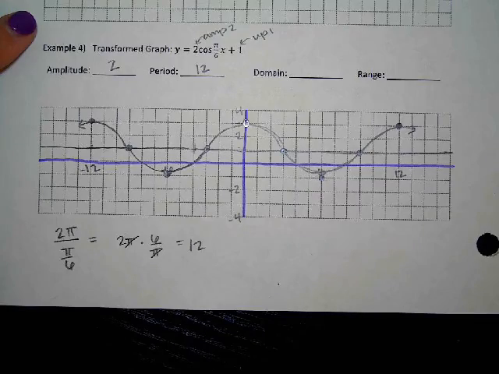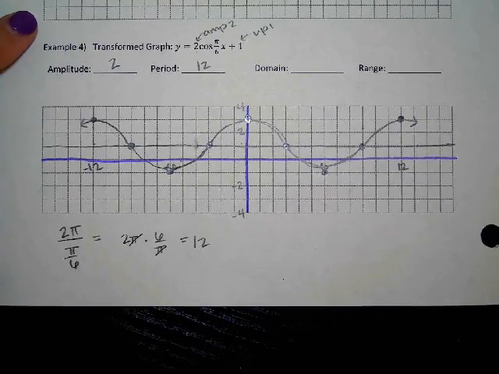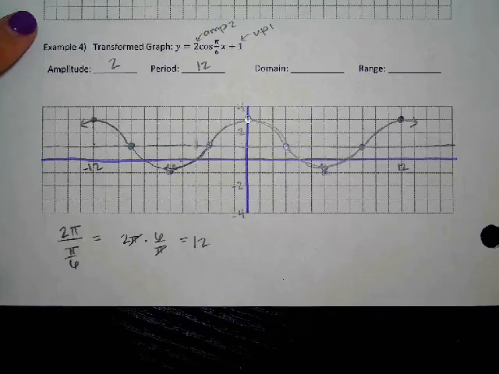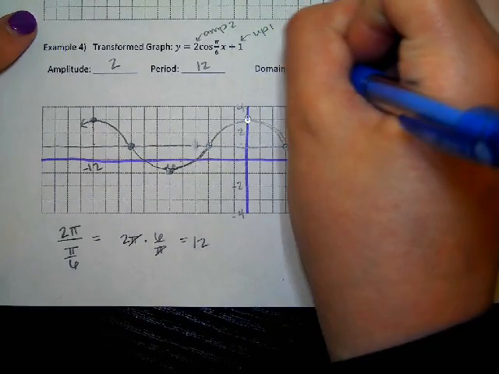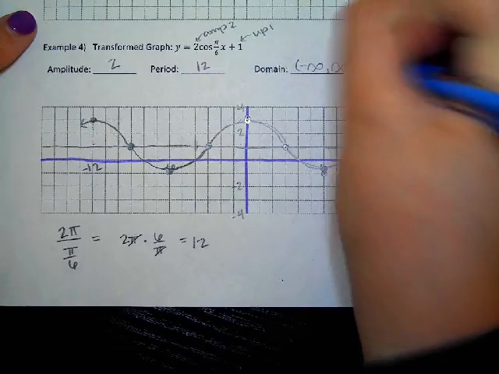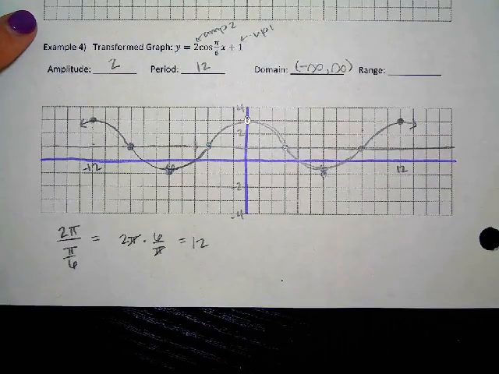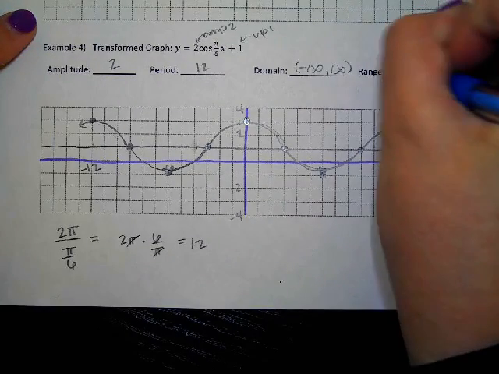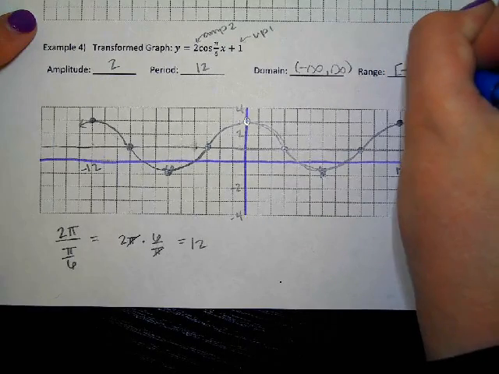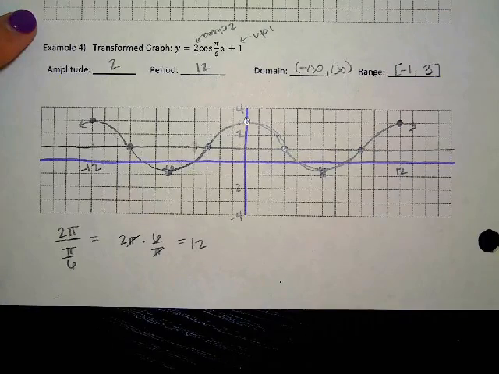So what's the domain? And the range, okay, perfect. All right. Any questions on the cos graphs?